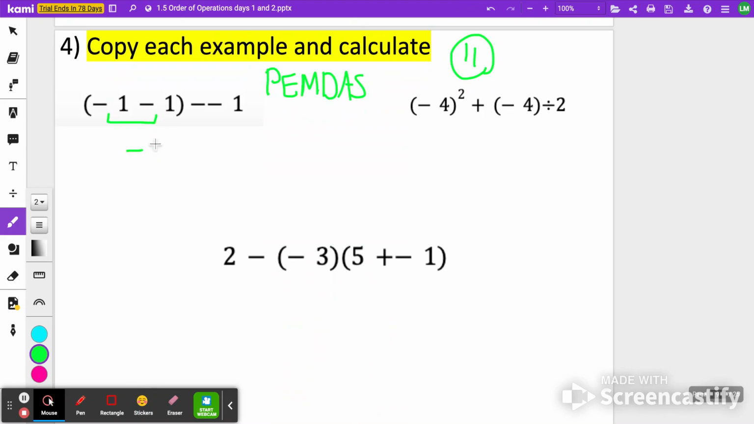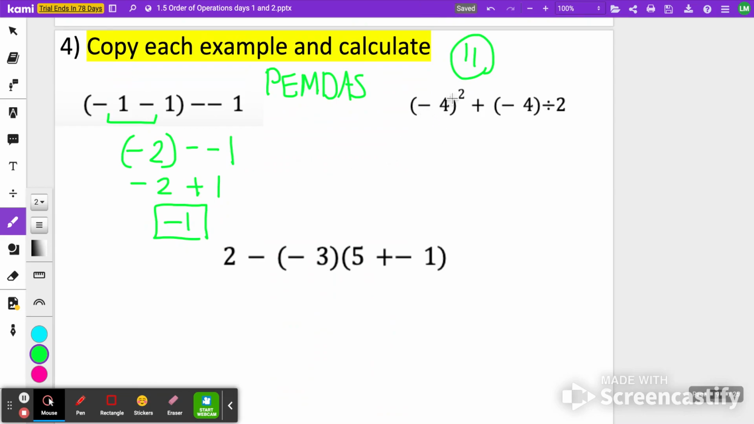Negative 1 minus 1 is negative 2. Then I'm going to bring down everything like I see it. Keep in mind, I now have negative 2 minus negative 1, which actually means negative 2 plus positive 1, and that will give me negative 1 as my result.